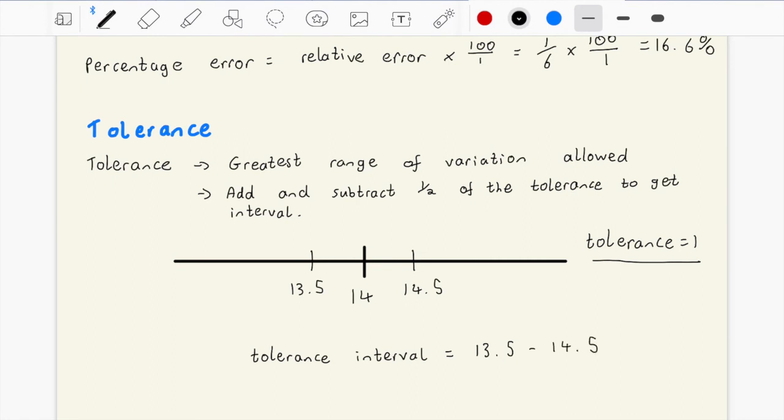So this tolerance interval is the range of values that will be accepted as an answer. So the actual answer is 14, but any answer between 13.5 and 14.5 will be accepted. So that's it for percentage error and tolerance.